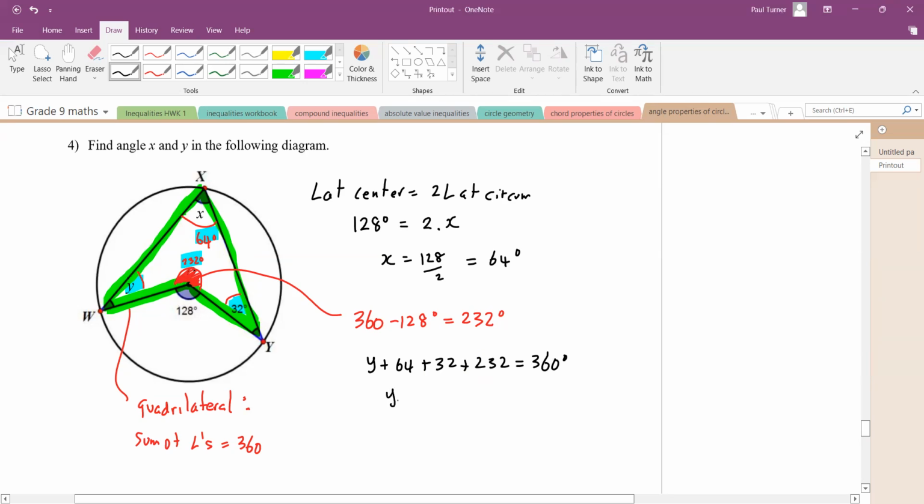When you rearrange that, you'll get y equals 32 by moving these numbers to the other side and subtracting. So your answer is actually indeed 32, but as I mentioned, that's not always going to be the case. And x will be 64.